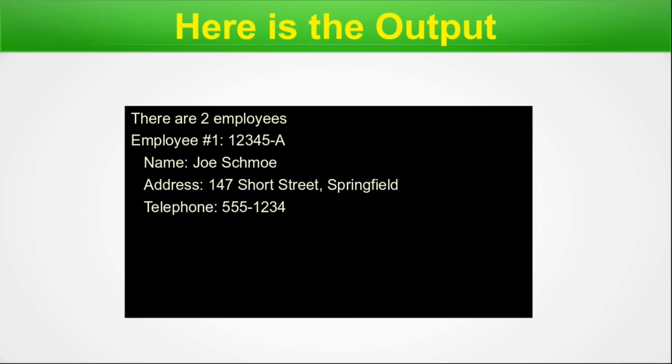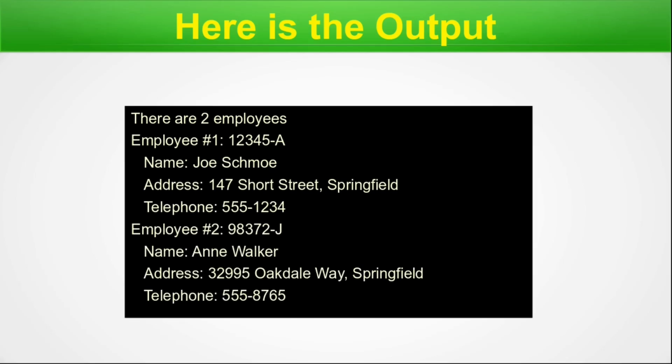Once we execute this, it will give the output like this. It will first print out that there are two employees, that is, we have checked how many elements or key value pairs are there in the dictionary, and then for the first one it will print out the name, address, telephone, etc., okay. And for the second employee, it will also print out the name, address, and telephone. So this way we can iterate over the dictionary elements.